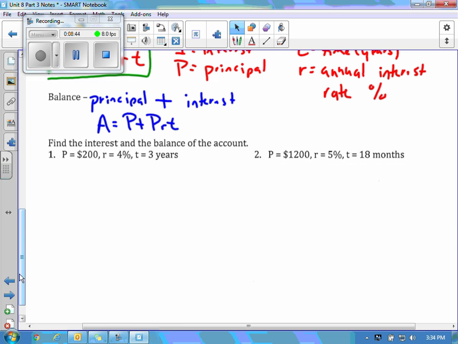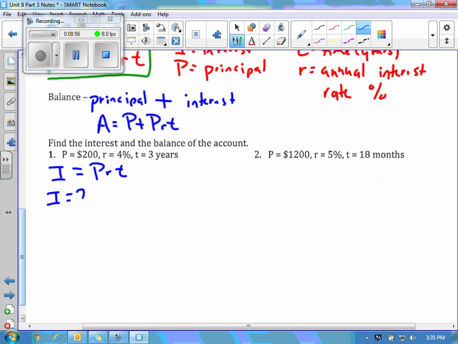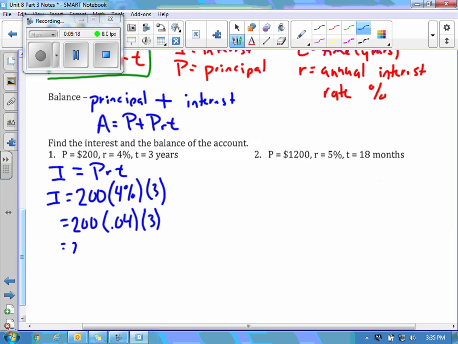Okay, so it says to find the interest and the balance of the account. So let's start with the interest. Interest, again, is PRT. So my interest equals the principal, which is 200, times the rate, which is 4%, times the time, which is 3 years. I need to turn the 4% into a decimal because I can't multiply percent. This becomes 0.04, and then times 3. So when I multiply 200 times 0.04 times 3, I wind up with $224.